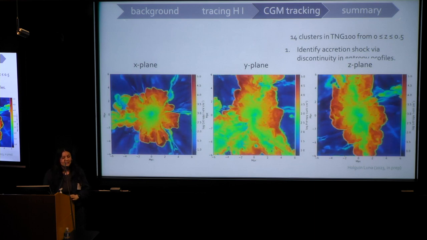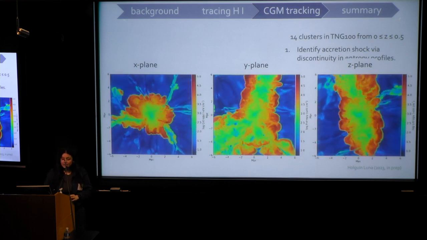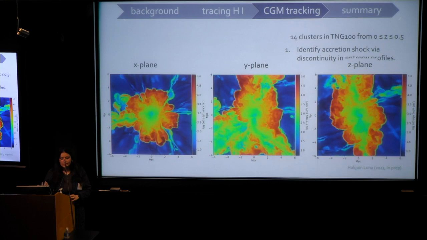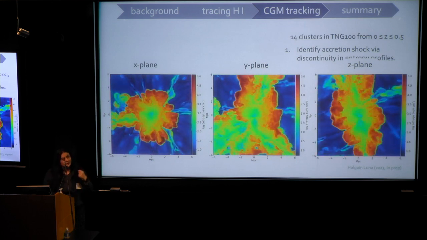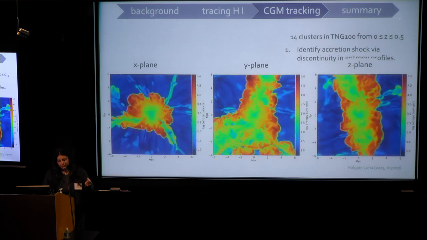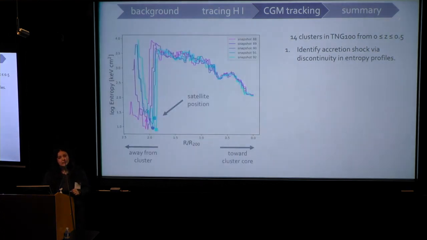So I really wanted to be very careful, especially because you can see that there's a lot of movement going on. I wanted to be very careful about identifying the shock location and identifying when a satellite is passing through it. So instead, I've defined the entropy profile between each individual satellite and the core of the cluster for every single snapshot that we're tracking it through. This here is showing one single galaxy, the same satellite, but this is the entropy profile across multiple snapshots.